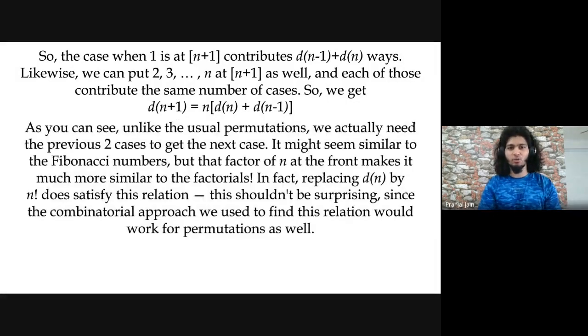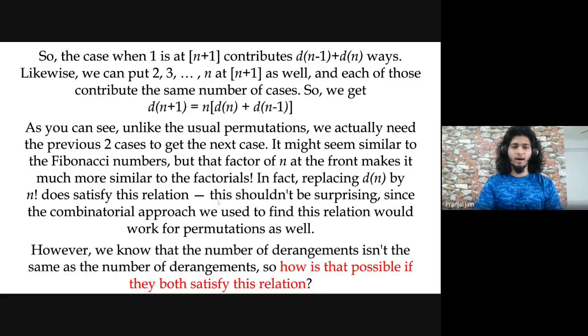So once again, you can do that on your own after the talk. Now, one thing which may come to your mind is, if factorials and these derangement numbers, as they are called, satisfy the same relation, how is it possible that they are unequal? And we know that they are unequal because there are permutations which are not derangements.